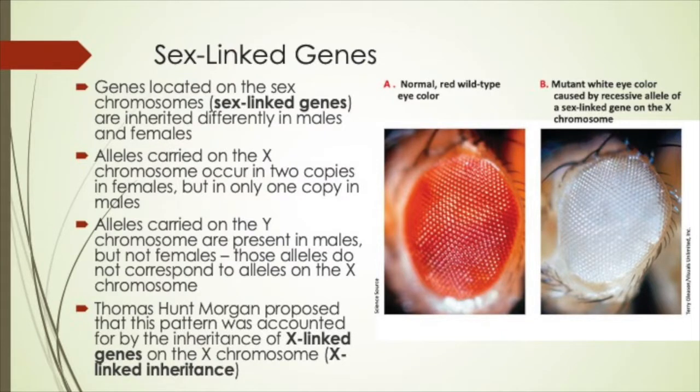So we just talked about sex chromosomes. Let's talk about sex-linked genes. Genes located on the sex chromosomes are sex-linked. They're inherently different in males and females. So the alleles carried on the X chromosome occur in 2 copies in the females and only 1 copy in the males.